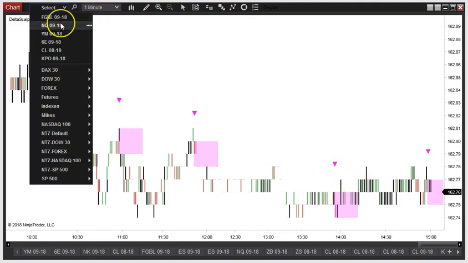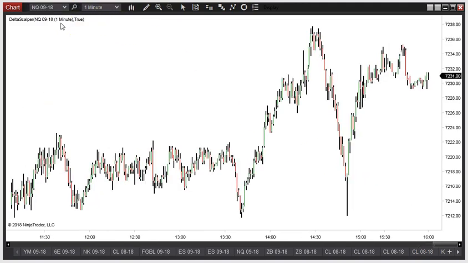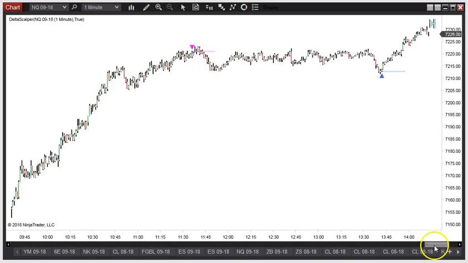So next market we'll look at Nasdaq. And Nasdaq, again, this is a 1 minute chart as well. Let's give it a second here to get the signals. So, just walk it back again.